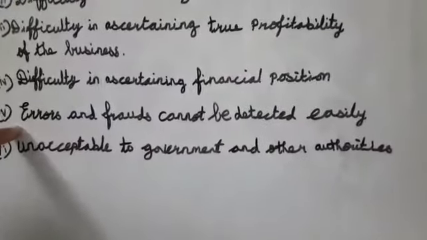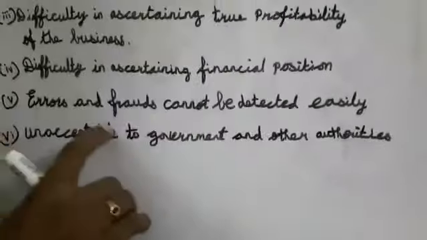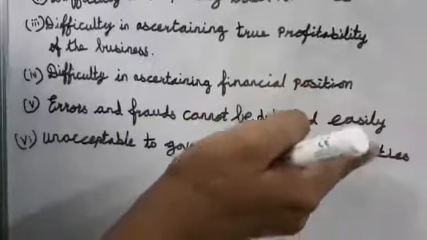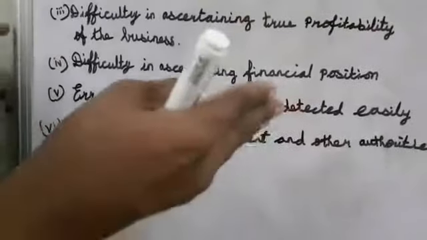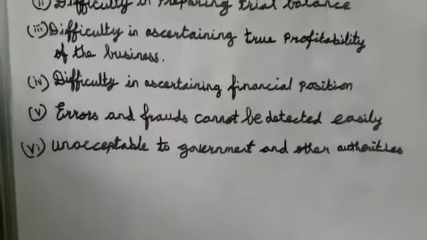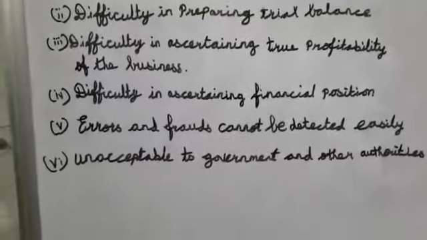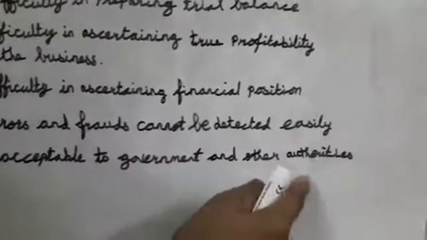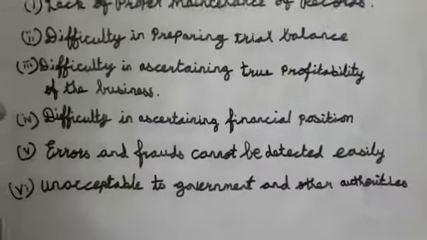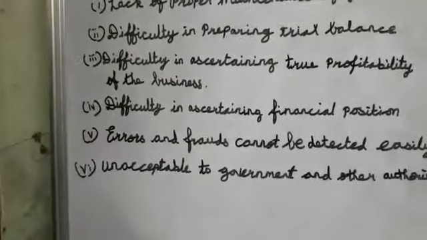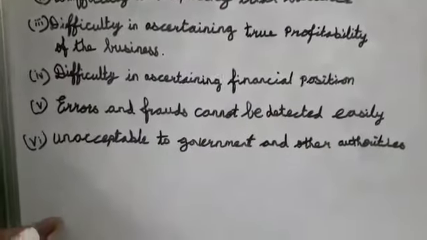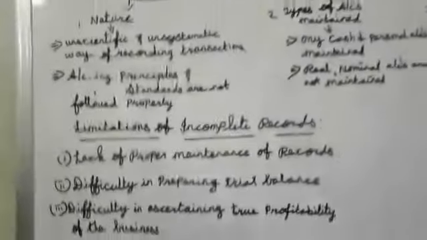Fifth disadvantage, errors and frauds cannot be detected easily. Yes, because part of the records we have omitted, so the errors we are not able to easily identify and we are not able to rectify. And the last disadvantage, unacceptable to government and other authorities. Yes, because we are maintaining incomplete records, so our customers, the government and tax authorities do not accept incomplete records. So these are the disadvantages of incomplete records.